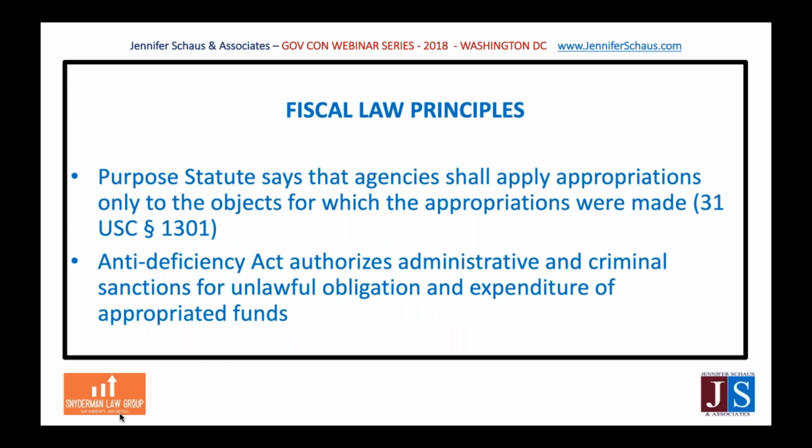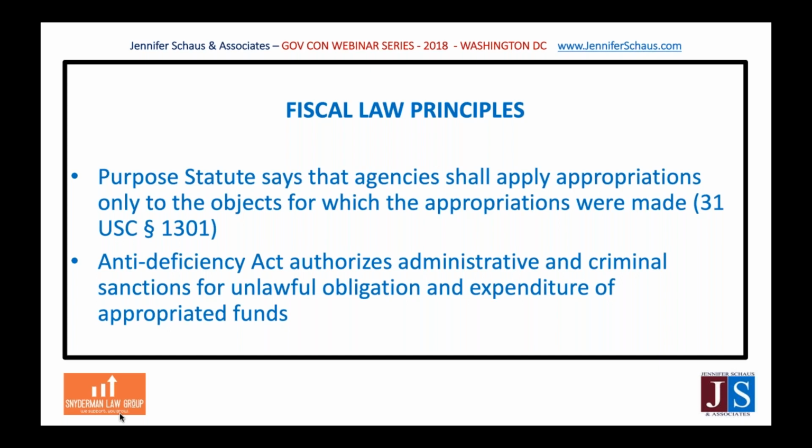So there are some basic fiscal law principles that are important to understand when you're looking at the budget and the budget process. We have the basic concept that the power of the purse sits in Congress. Then we have what's called the purpose statute. The purpose statute says that agencies shall apply appropriations only to the objects for which the appropriations were made. It implies exactly what it says, right? The purpose of the funds as written by Congress is the only purpose that those funds can be allocated and used for.